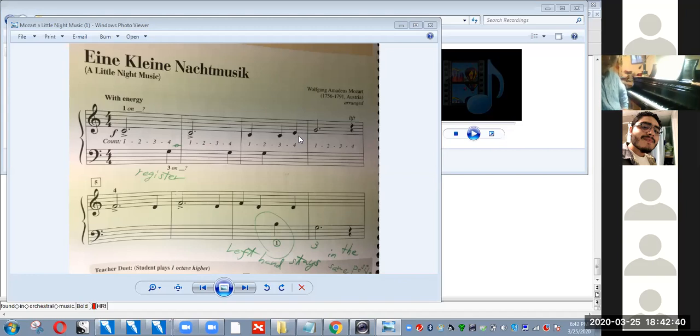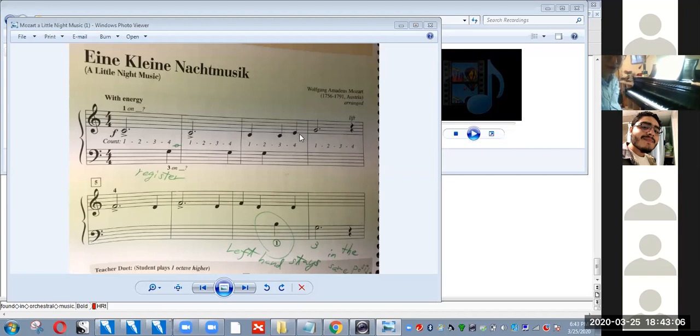C? Can you repeat that one more time? Sorry, C? For page 52 you're talking about? For A Little Night Music? Yeah, Mozart. A Little Night Music, measure 3, the fourth beat in the third measure. What's the note? This one.